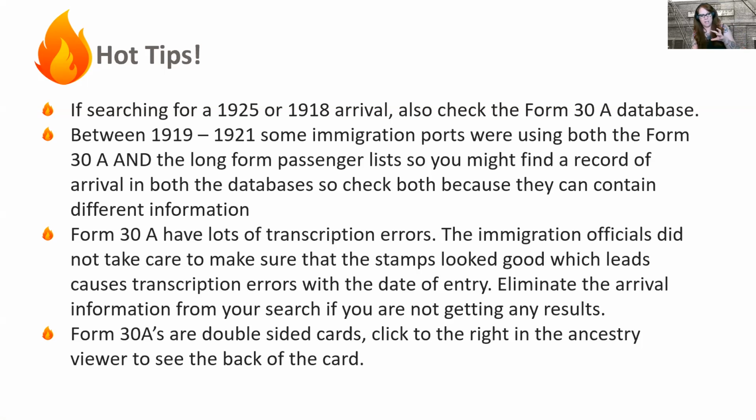For this section, I'm going to talk about those Form 30As, that 1919 to 1924 database. Often the arrival year, the arrival date on those, is wrong. It's transcribed wrong, and that's not because of the transcriber. It's because the stamps on those documents are not great. Unfortunately, the immigration officers didn't take great care to ensure that the stamp looked good on all of these documents. I'm going to show you an example of that.